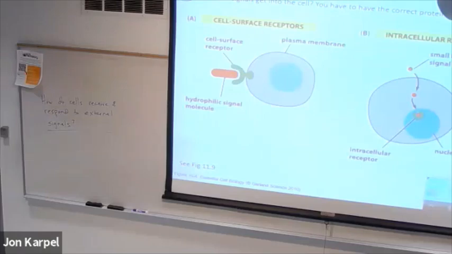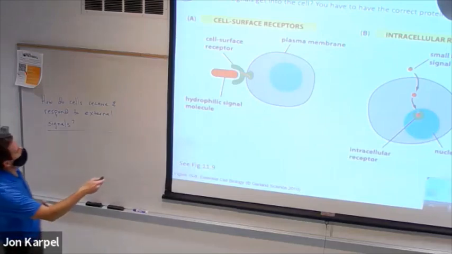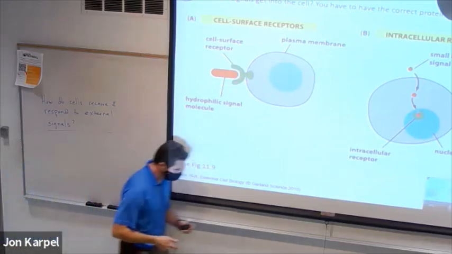What about large polar compounds, like insulin? Can they get through the plasma membrane? So where are their receptors going to be? In the plasma membrane. So, yeah, on the outside of the cell. Okay. And they're going to be able to bind things there.